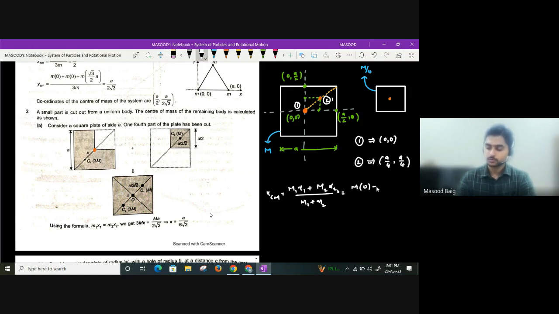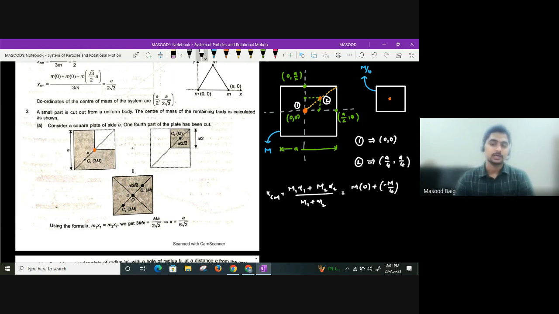x1 is 0. What is m2? It is one fourth of the plate, so m by 4. What is the x coordinate of the center of mass there, guys? Now, very important logic. Here, what are we doing to m2? Are we adding an extra one fourth plate, or are we removing it? Because we are removing it, I'll write the mass as minus m by 4, guys.